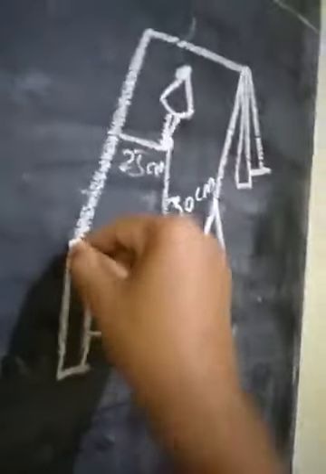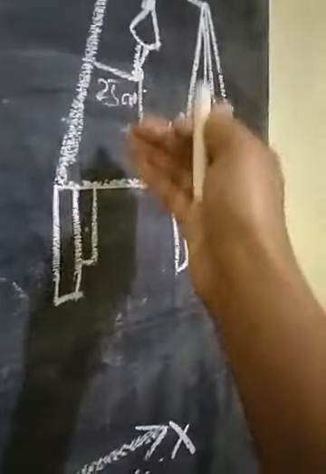Measure the distance of the lamp from the longer edge. Suppose it is 25 centimeters from this longer edge. Then again measure the distance of the lamp from the shorter edge. Suppose it is 30 centimeters.